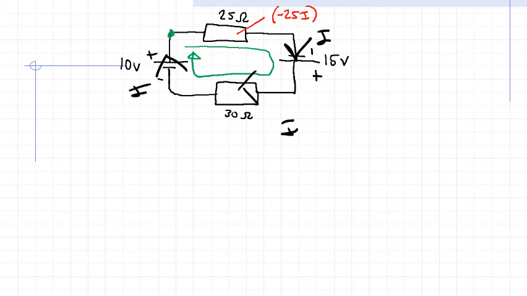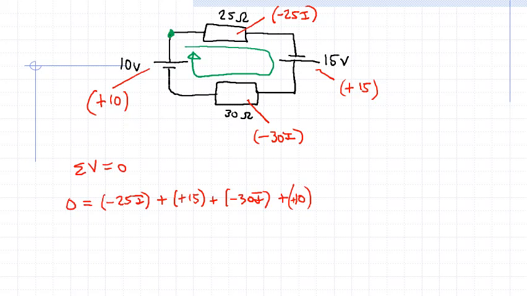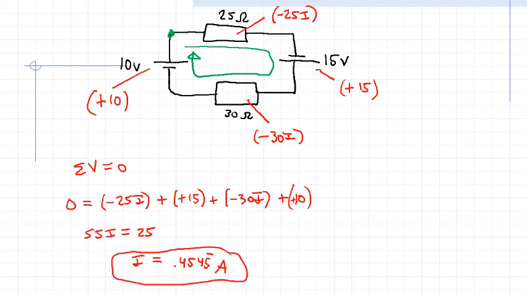So first thing we encounter is the 25 ohms times -I, and then we get to the 15 volts, negative terminal to positive, +15. Then we get to the next one, -30 times I, and then +10, and we add them all up, and we get 0.4545 amps for our overall current.